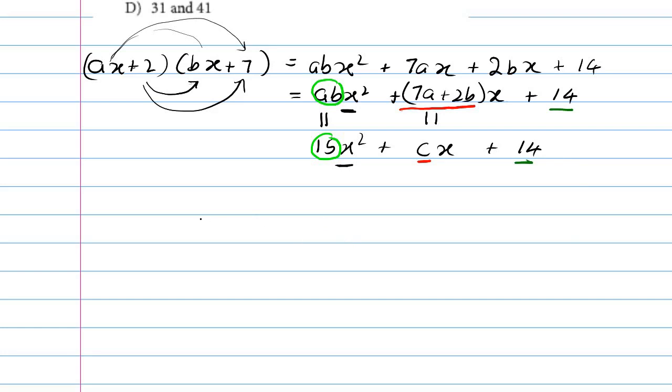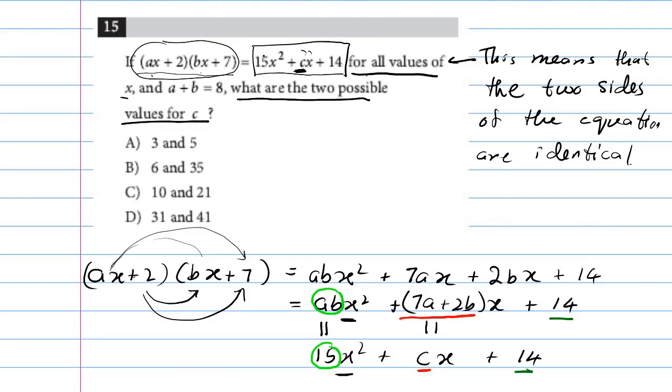Okay, now what do we have? One thing we know is ab is equal to 15, right? And we know that c is equal to 7a plus 2b. So we are supposed to find c, and that is equal to 7a plus 2b. Okay, what do we do now? Let's go back to the question and see what we can do. And a plus b equal to 8. So they have given an extra piece of information, that is a plus b equal to 8.